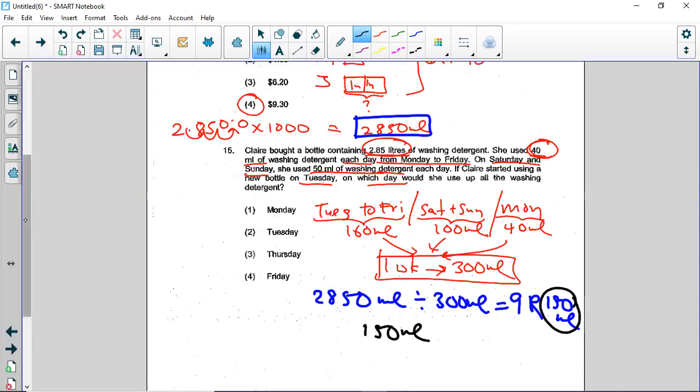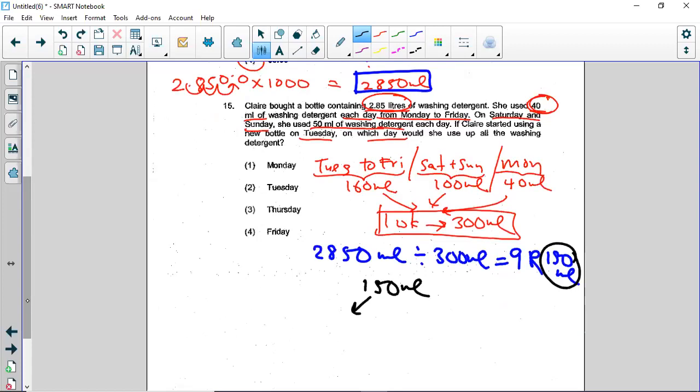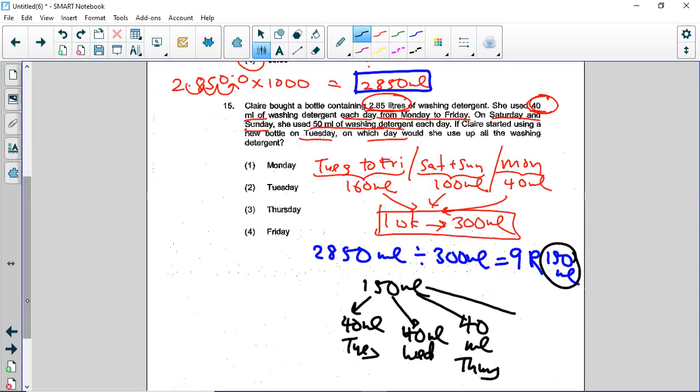So Tuesday to Monday, right? Then Tuesday. So this is the start of another week, Tuesday. So Tuesday will be, how much is that? Tuesday will be 40. Okay, that's your Tuesday. And then Wednesday will be another 40. And then Thursday is another 40. So Tuesday, Wednesday, Thursday. So 40, 40, 40 is 120 already. And then there is how much left? So 30. So there's 30 ml left, right?